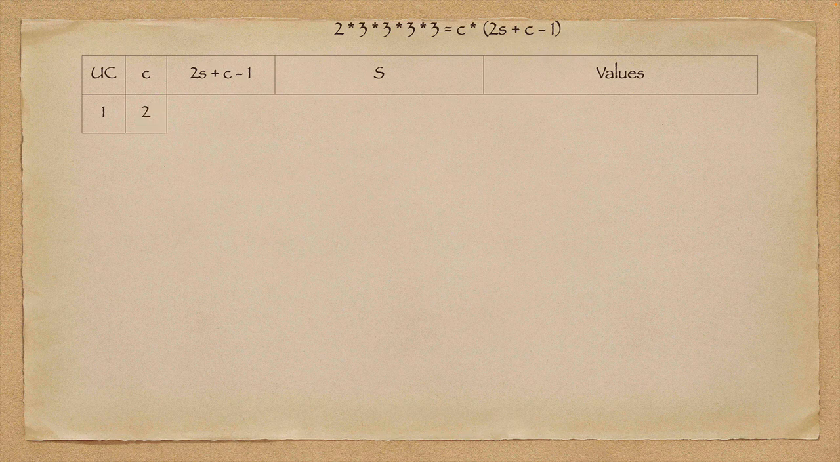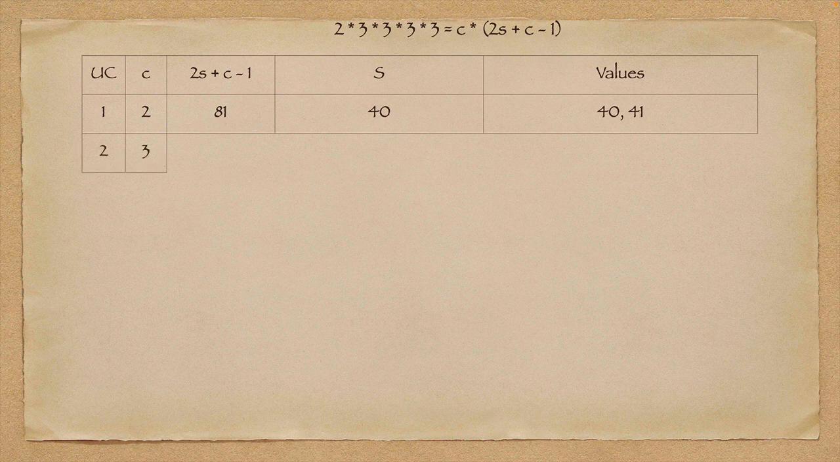So the first use case is where C is 2, which means the other factor needs to be 3 to the power 4, which is 81. And therefore, if 2S plus C minus 1, where C is equal to 2, is going to be 81, then I know that S has to be 40. So I can calculate the two values to be 40 plus 41, giving me 81. Okay, so this is how I would derive the values.